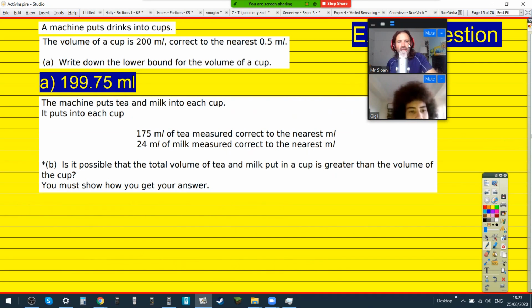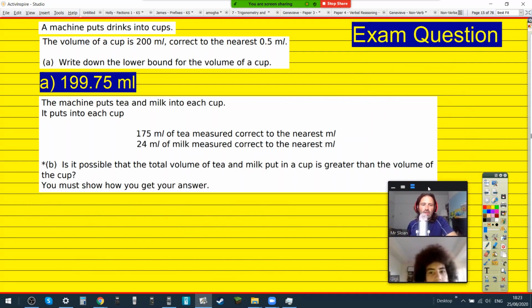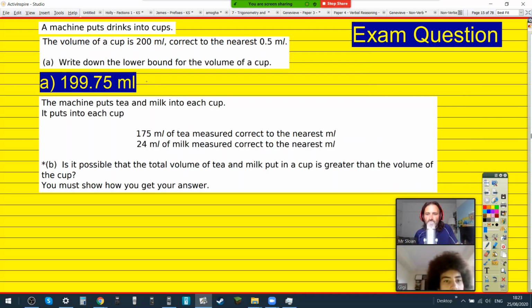No. Okay, exam question. That was your previous correct answer to part A, and then they give part B. I'm not sure if you need part A to do part B, but I put it in there. The machine puts 175 of tea to the nearest unit and 24 of milk into each cup. Is it possible that the total volume of tea and milk put into a cup is greater than the cup?